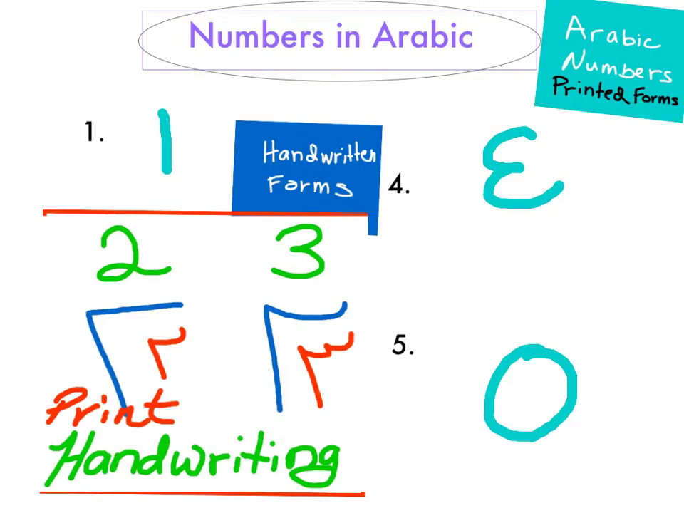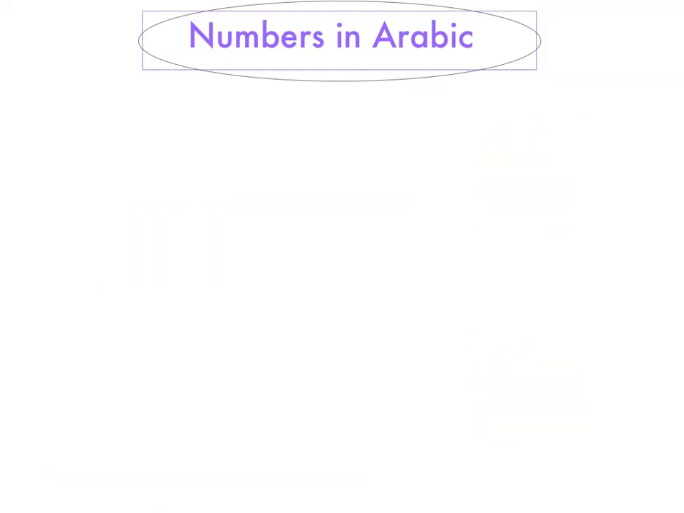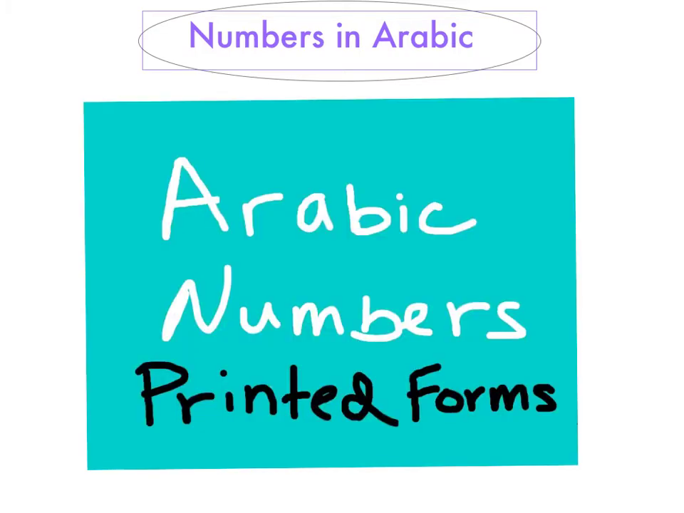Now you see here the numbers 1, 2, 3, 4, and 5. Ahlan wa sahlan. Let's take a look at numbers in Arabic. Numbers in Arabic are written in 2 different forms, printed and handwriting. First, we take a look at the printed forms.